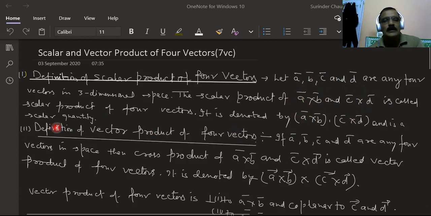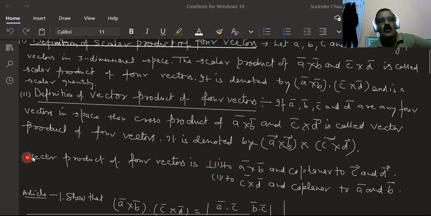Similarly, we can define the cross product of four vectors. A, B, C, D are four vectors in three-dimensional space. The cross product of A cross B and C cross D is called the cross product of four vectors, and it is denoted by A cross B cross C cross D.